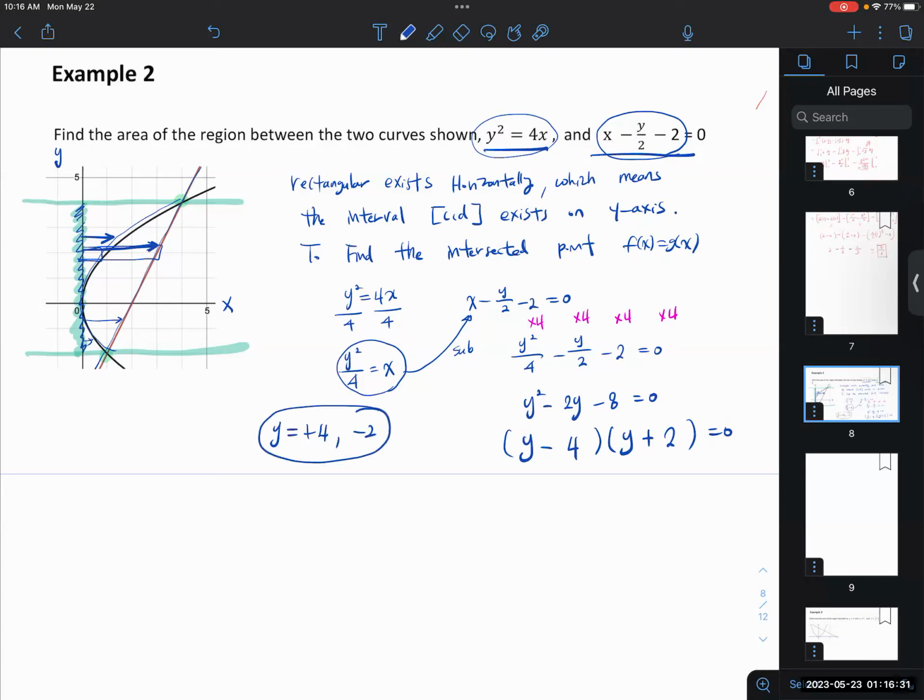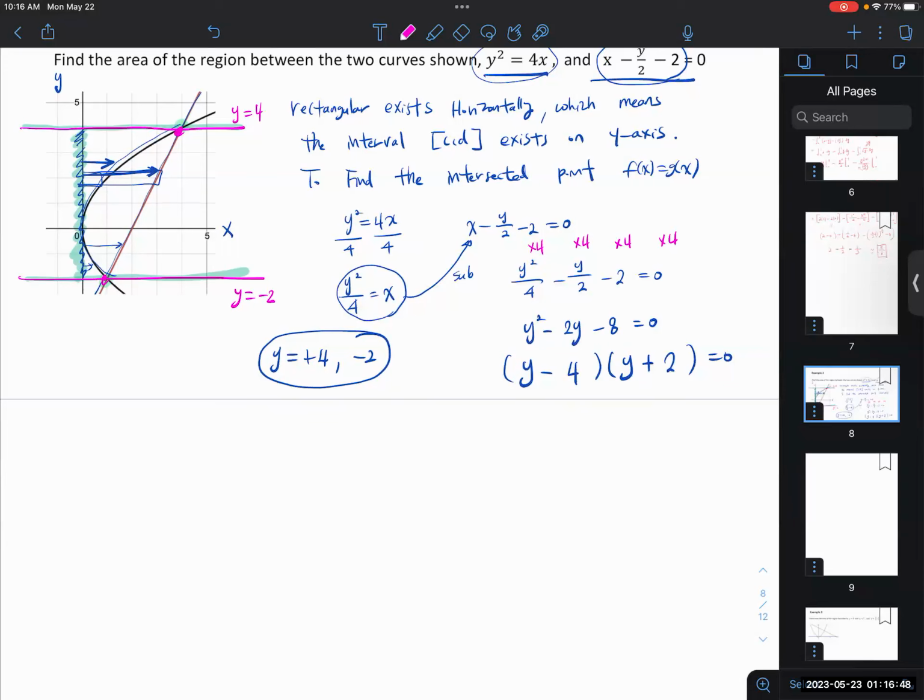That's your interval C and D on the y-axis. So we just found out this is y equals positive 4, and this intersects at y equals negative 2. So that's your interval. Are we okay? So we're going to have from negative 2 to 4. And then you're going to have f of x minus g of x, but this time we're going to convert it to f of y minus g of y and take the derivative in terms of dy.